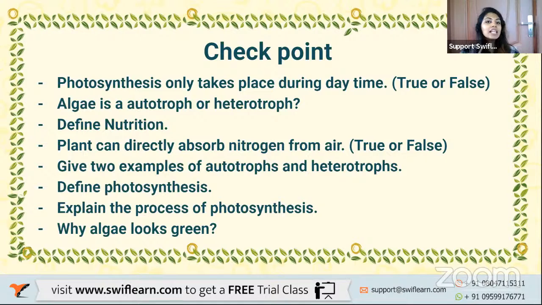Now, why does algae look green? Who will tell me the answer for this? Let's see who can kick this off. Yes, algae looks green because of the presence of chlorophyll that is present in them. Okay?